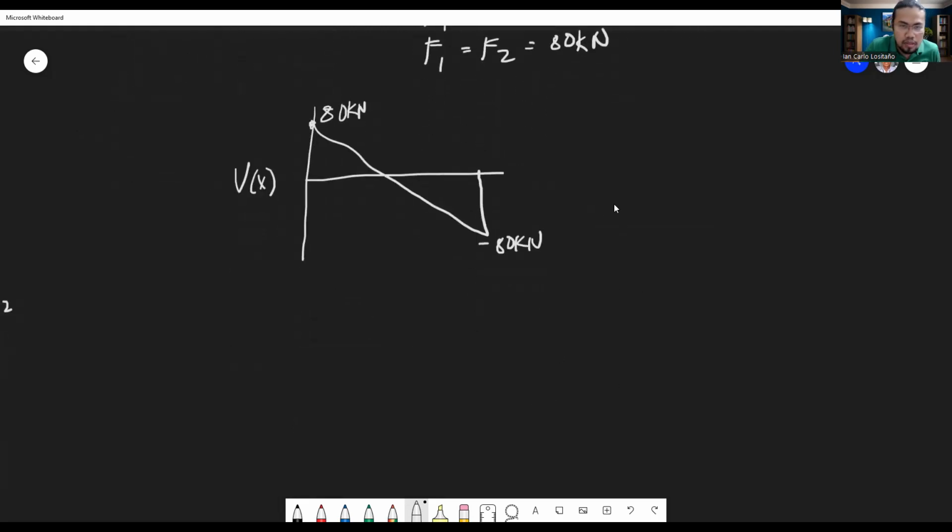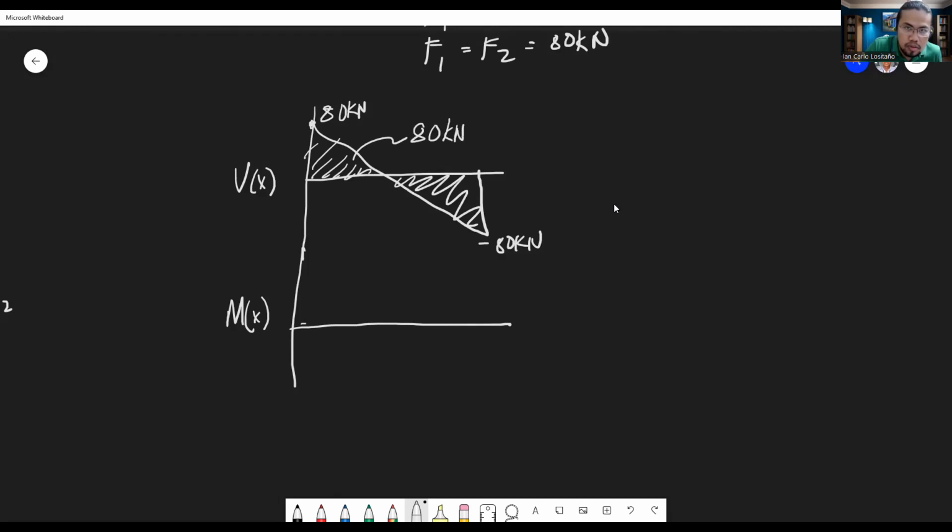Now, to get the bending moment, we just have to multiply this. This portion is actually 80 kilonewtons times 1/2 times 5. Why is that? This is the distance, 5 meters. This is the formula for the triangle: 1/2 base times height. Now we get the value for that.